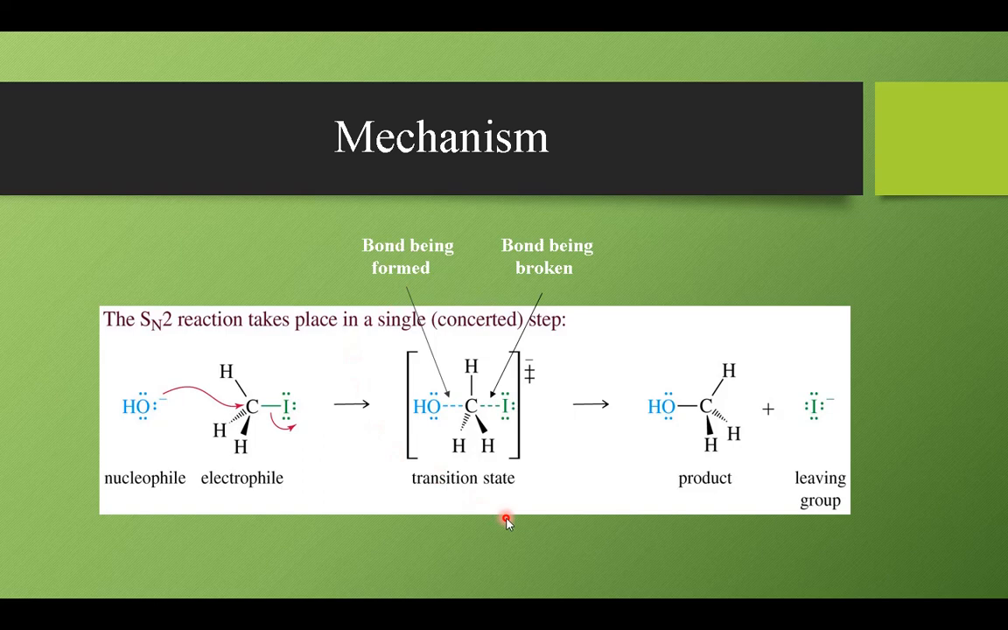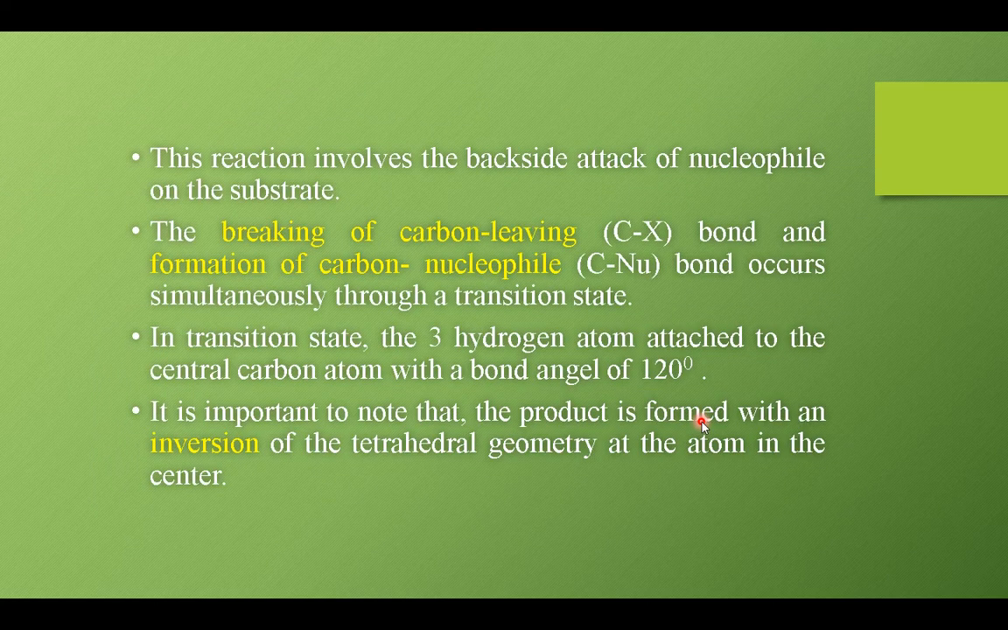In the transition state, the 3 hydrogen atoms are attached to the central carbon atom with a bond angle of 120 degrees. It is important to note that the product formed in SN2 reaction shows inversion of the tetrahedral geometry of the atom in the center. The reason is that the nucleophile is attacking from the backside of the leaving group. This is the explanation of the mechanism of SN2 reaction, which I have explained in the previous slide.